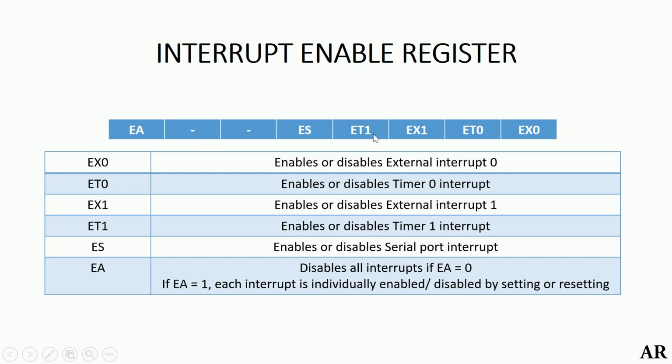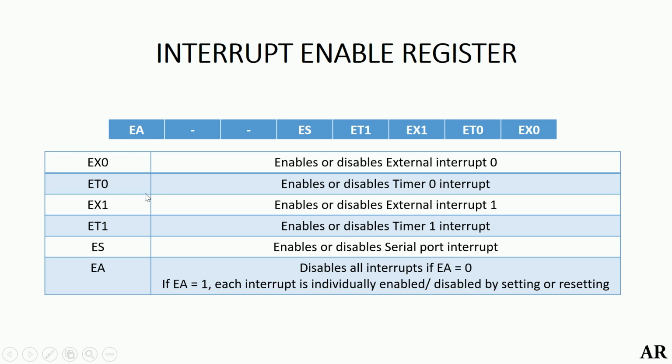Like your interrupt priority register, we have an interrupt enable register. The E here, like in EX0, stands for enable, and X0 stands for your external interrupt 0. Likewise, ET0 means enable timer 0 interrupt. EX1 means enable external interrupt 1. ET1 means enable timer interrupt 1, and ES stands for enable serial port. And the last one, which is your EA, which is in the MSB, as you can see here, EA stands for enable all. Now, what is the significance of each of these? Let us try to understand.